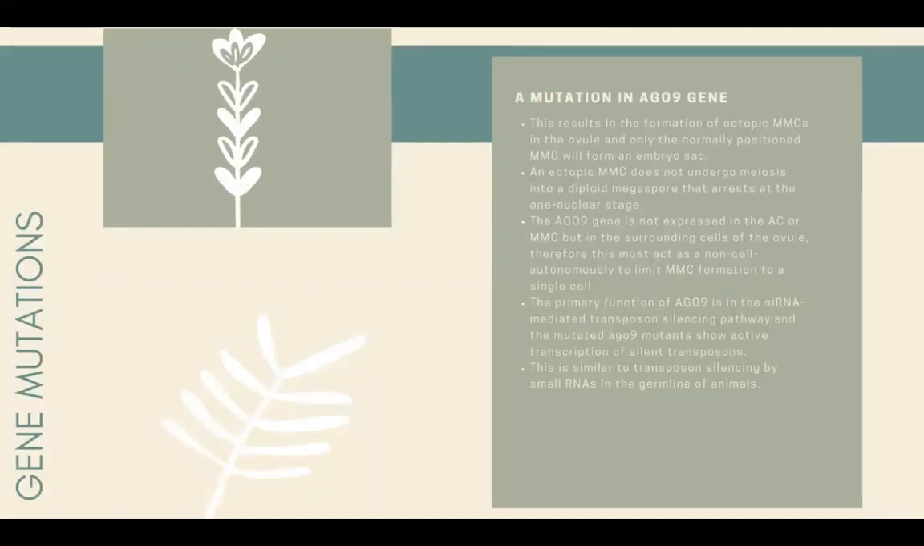Gene mutations: a mutation in the AGO9 gene results in the formation of ectopic MMCs in the ovule, whereas normally only the correctly positioned MMC will form an embryo sac. The primary function of AGO9 is in the siRNA-mediated transposon silencing pathway, and AGO9 mutants show active transcription of silent transposons. This is similar to transposon silencing by small RNAs in the germline of animals as well.